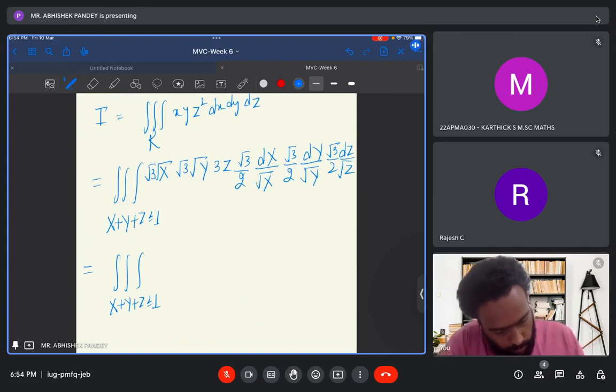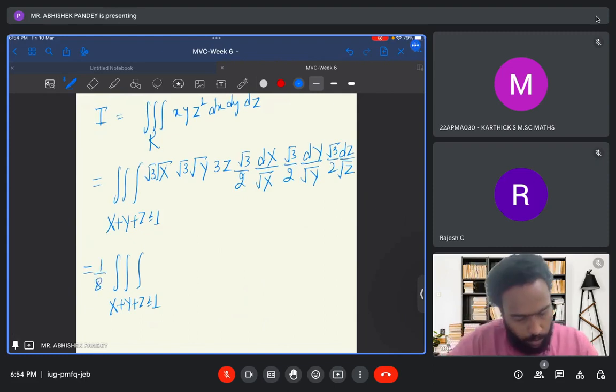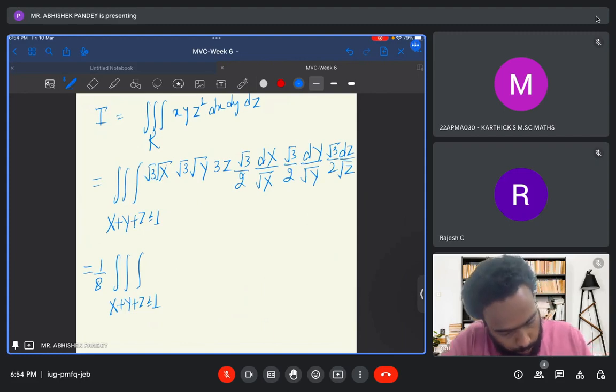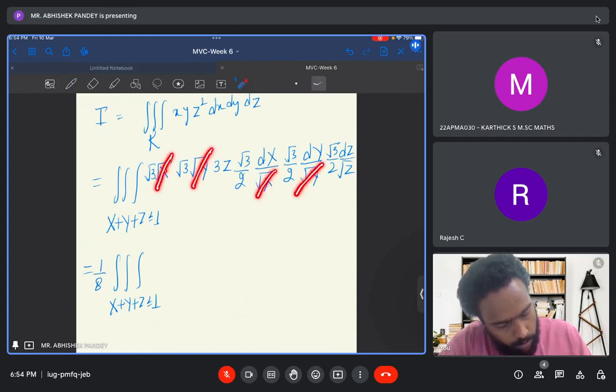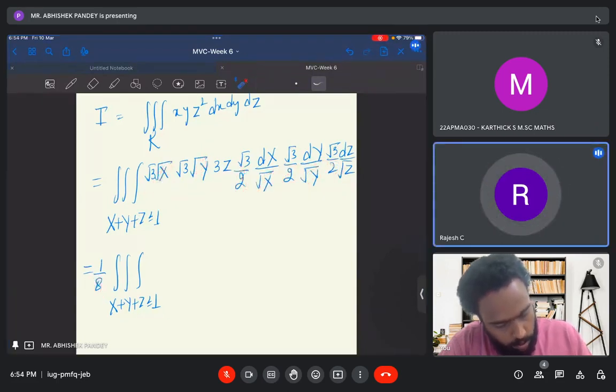Okay, so 1 by 8, and this thing is root, so this will get cancelled by this one, this will get cancelled by this one. Okay, this I have captured here, and the only thing is, so this is 3.